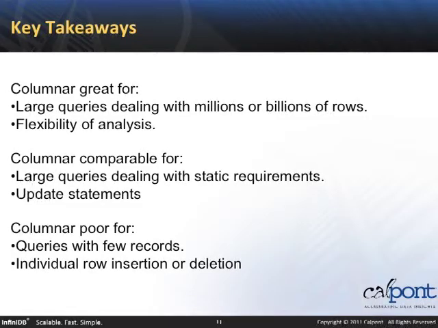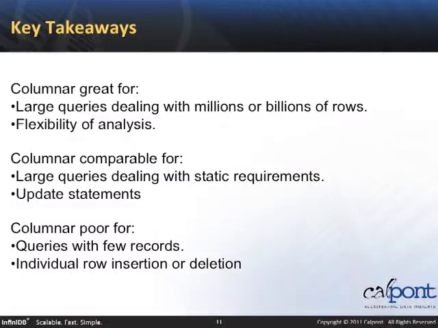Time is up, but we're going to go through this. Columnar is comparable for large queries dealing with static requirements. You can build a very nice solution with traditional row-based technologies as long as you know the requirements up front, and we can run there as well. Update statements run well too. And the last points: columnar is poor for queries with few records, as well as individual record insertion and update. The I/O costs for a columnar database are a factor of the number of columns in the table, and so columnar databases are generally poor for individual record access.